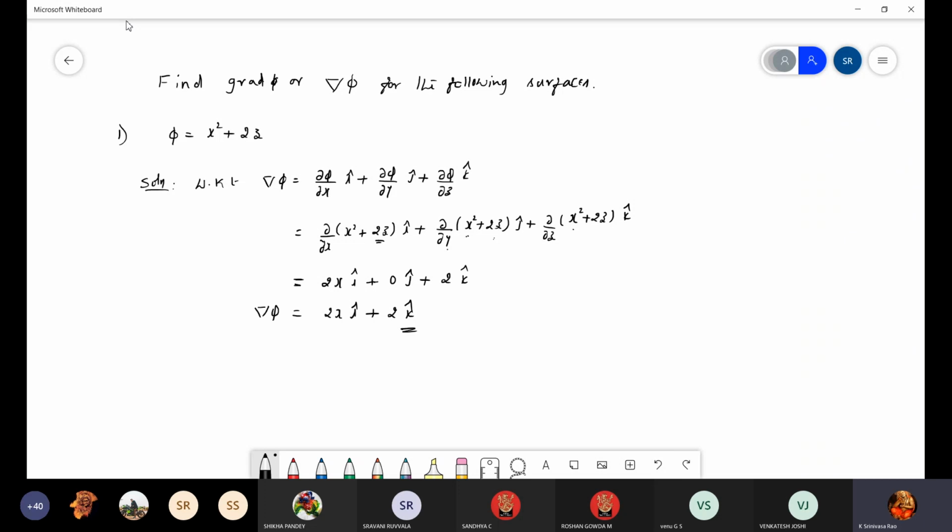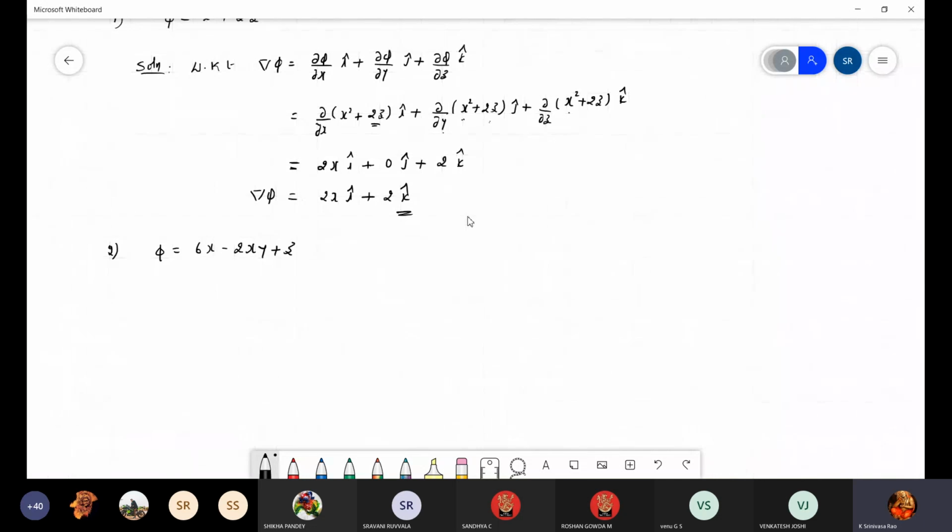Okay, second problem. Phi equals 6x minus 2xy plus z. First you have to write the formula. If you write the formula, you'll get 1 mark. Solution.